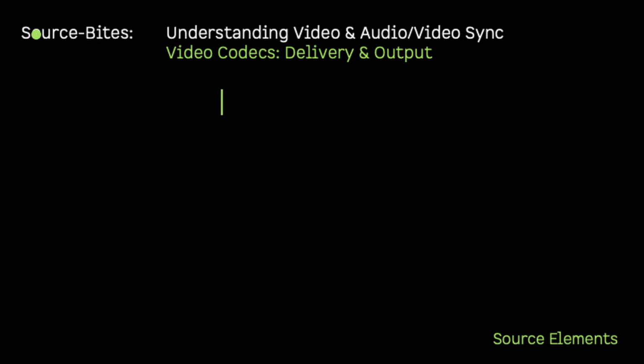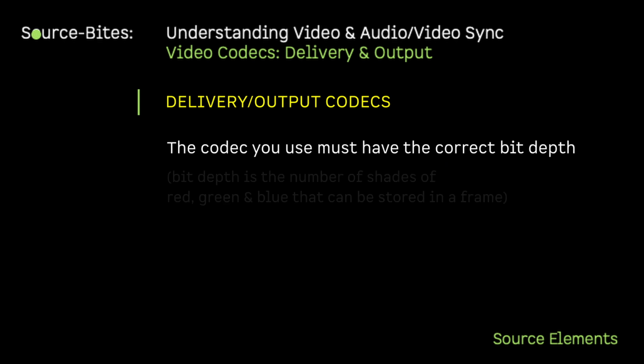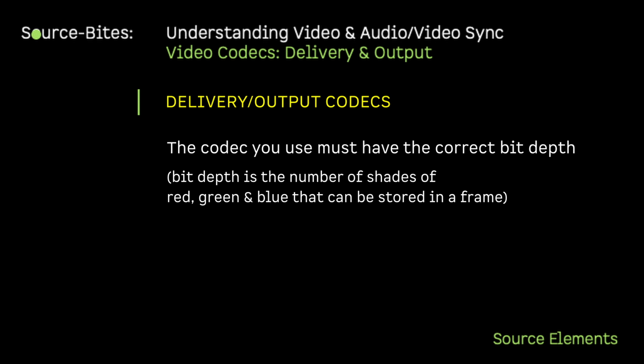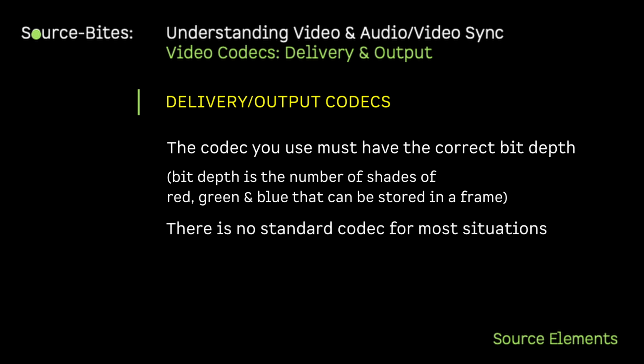The codec you use must support the required bit depth. Many distribution codecs only support 8-bit images. The new H.265 codec supports 10-bit or greater. Important fact: there is no standard codec that works for most situations. There are currently over 400 different codecs.